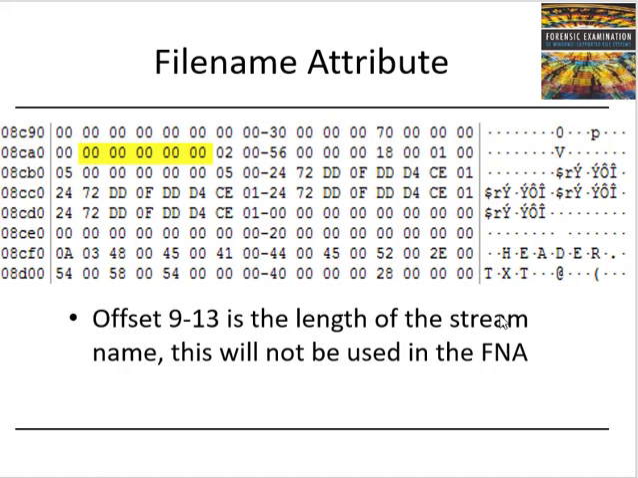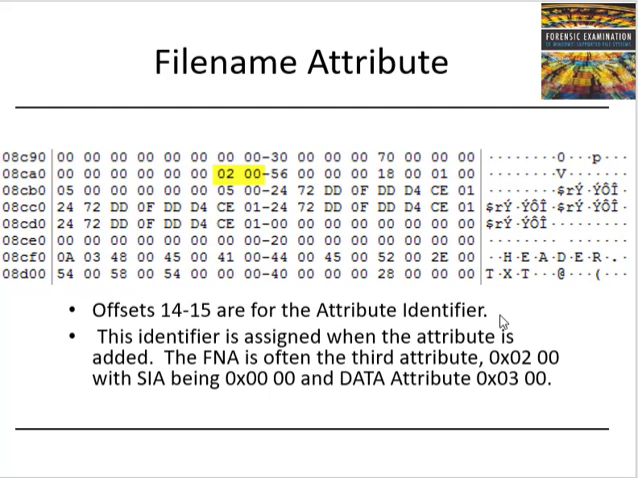Streams, we don't have to worry about stream names, they are not associated with file name attributes. This is our second attribute, and so we've got a 02. Typically, the standard information attribute is 0, and then the data attribute is 3. But again, these can vary a little bit as well.